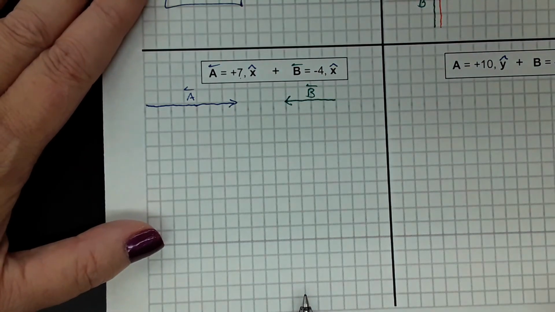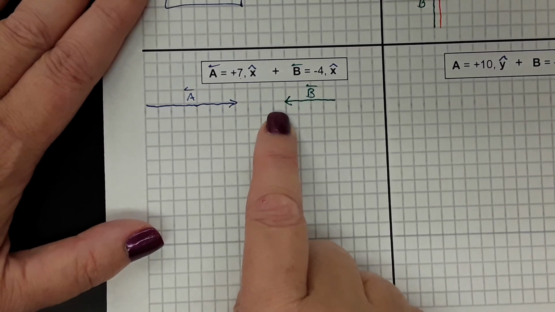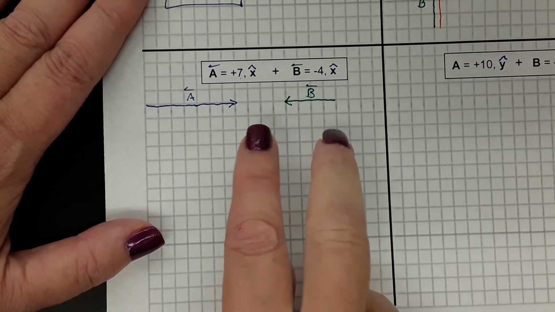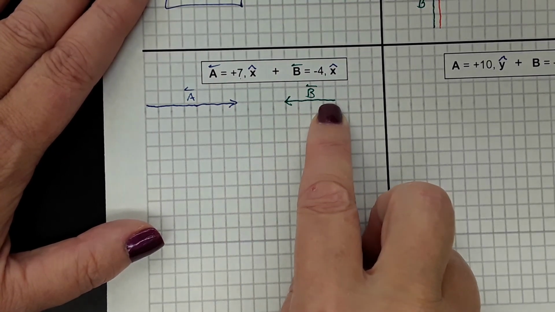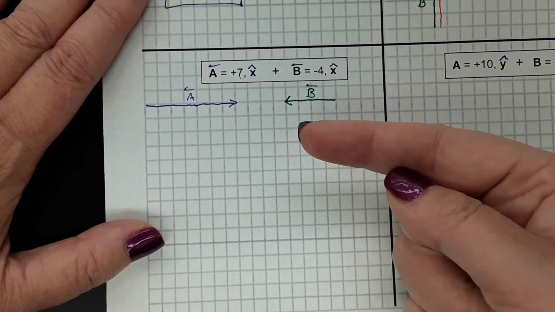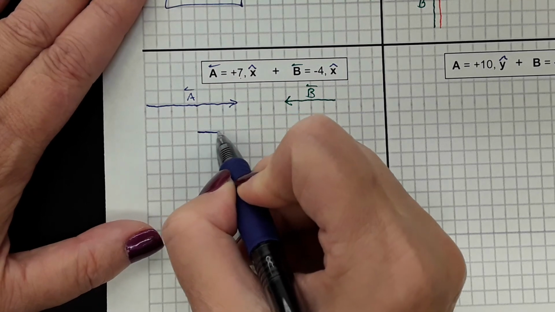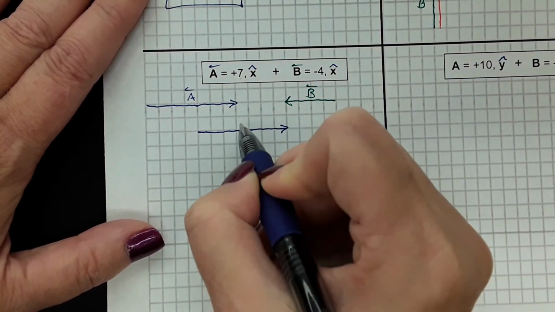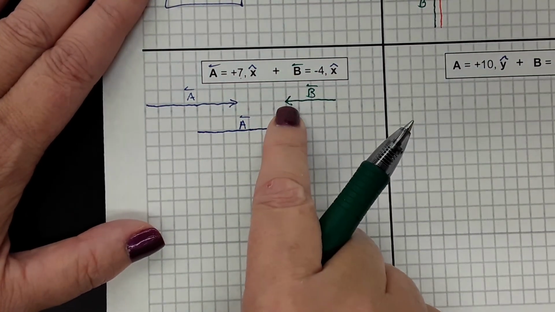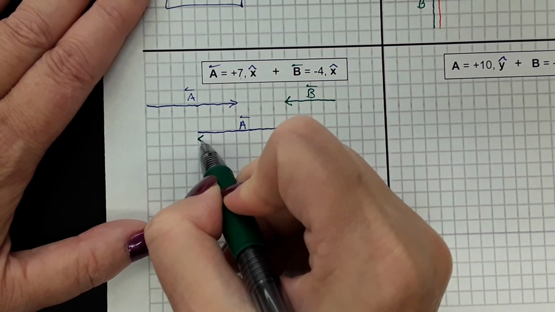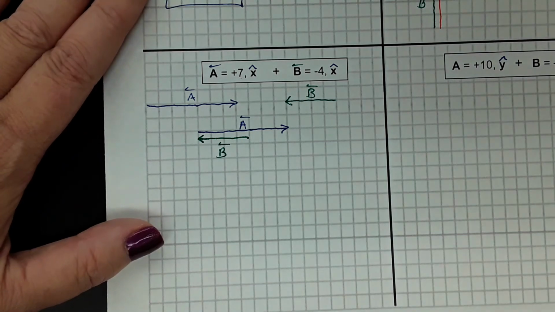Oh dear. How in the world am I going to put those tip to tail? Well, it's actually not that difficult, guys. Remember, we can slide this around anywhere we want as long as it stays 4 squares long and continues to point to the left. We can't change the magnitude or direction. So look what I'm going to do. I'm going to redraw A right here, 7 units in the positive x direction. And now I'm going to take B and slide it until its tip is on the tail of A. Aha! They overlap.